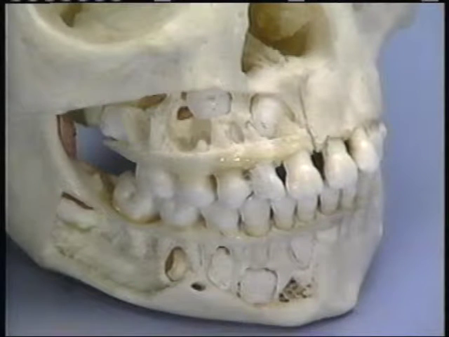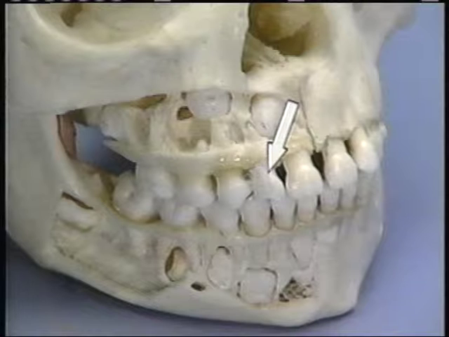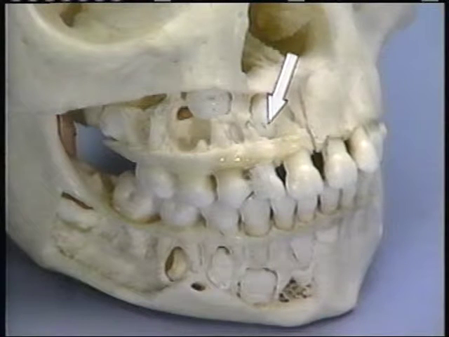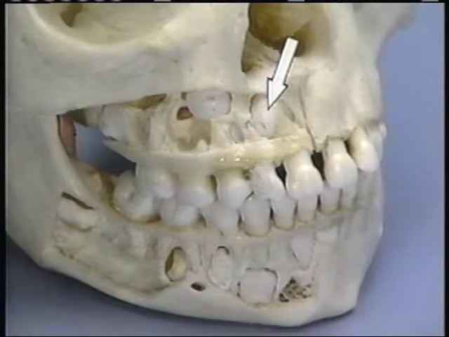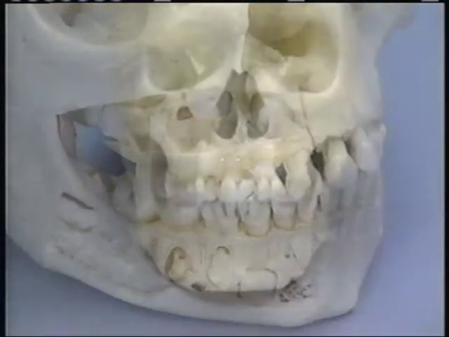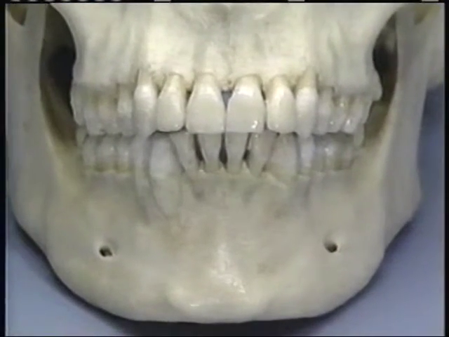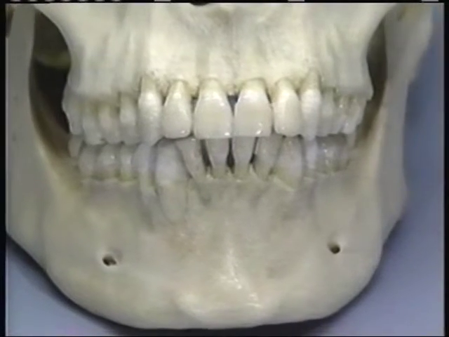The first set of teeth to erupt is the deciduous set, which consists of 20 teeth. It is replaced by a full set of 32 permanent teeth by the time we're in our mid-20s. The types of teeth we have as an adult can be seen on this adult skull.